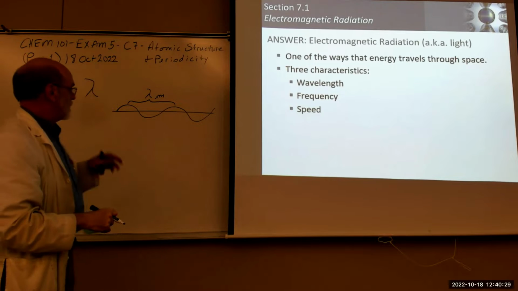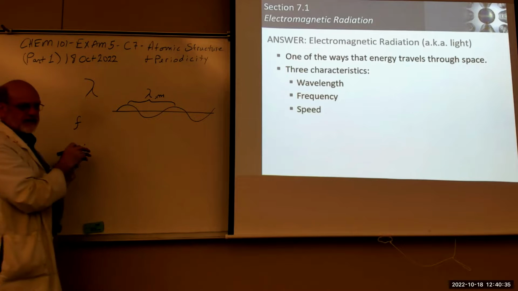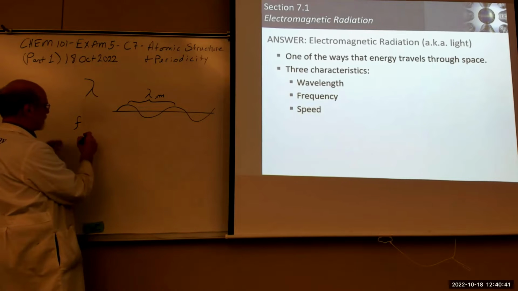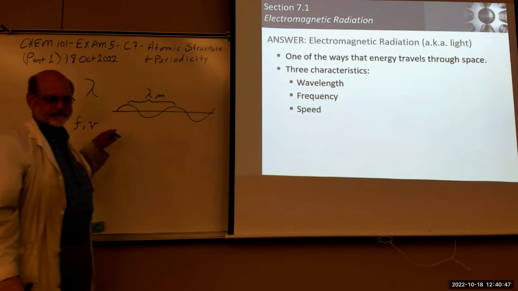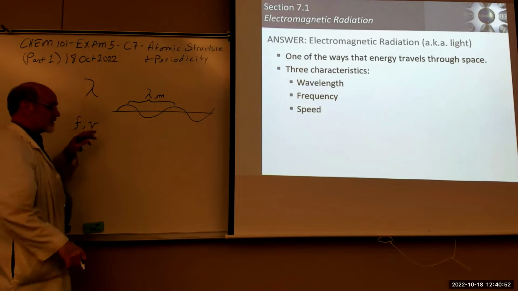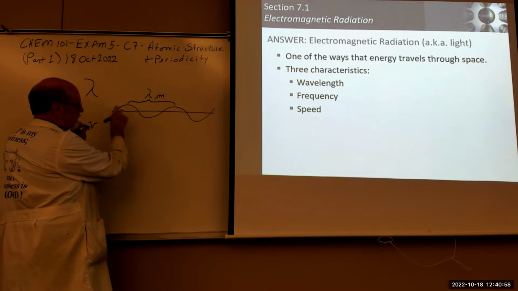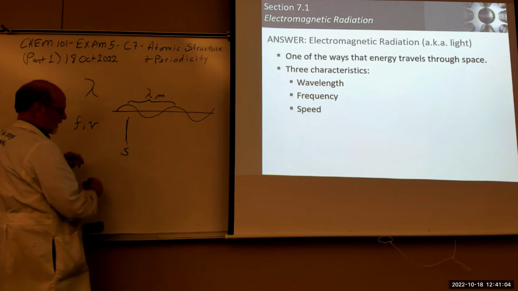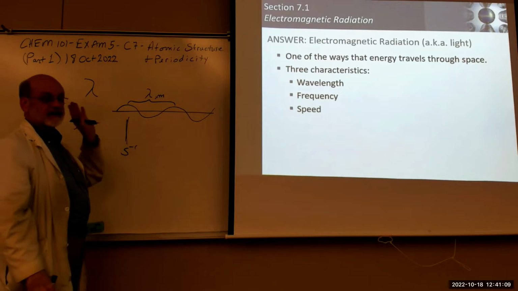Okay. The next characteristic we give, some textbooks use an F for frequency, because most students kind of freak out at the Greek letter that we typically use, which is the Greek letter nu. In English, we write that NU. That stands for frequency. Frequency is how many of these crests pass a given point in 1 second. Okay? So it's per second, second to the -1. How many crests pass that point in 1 second?